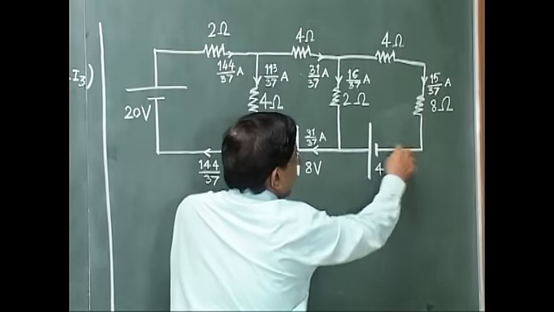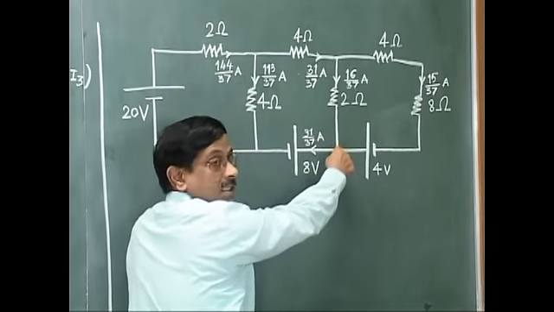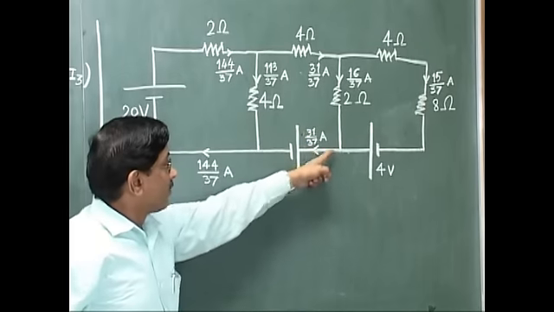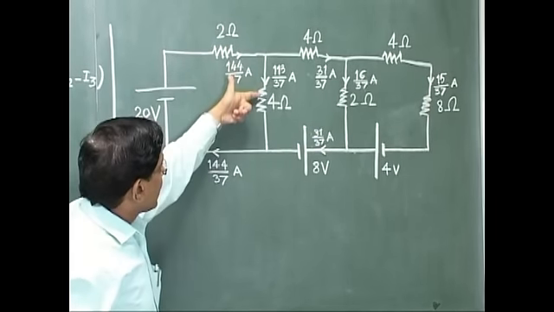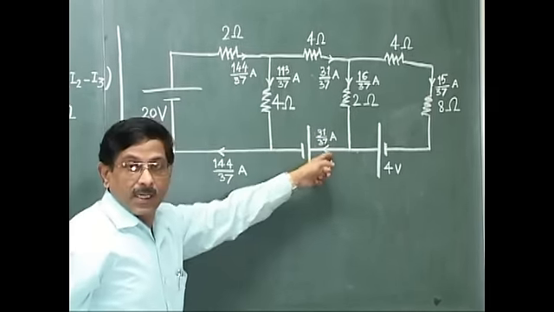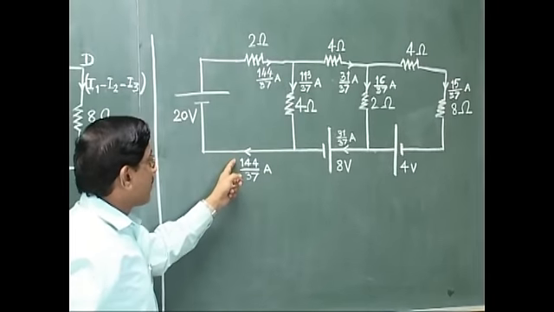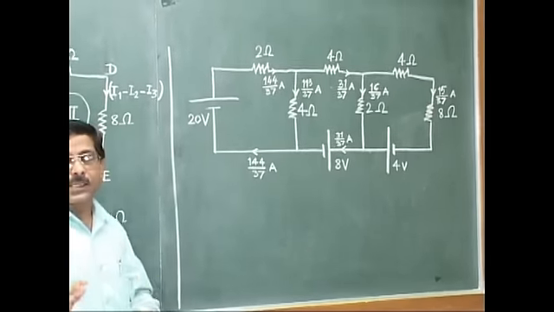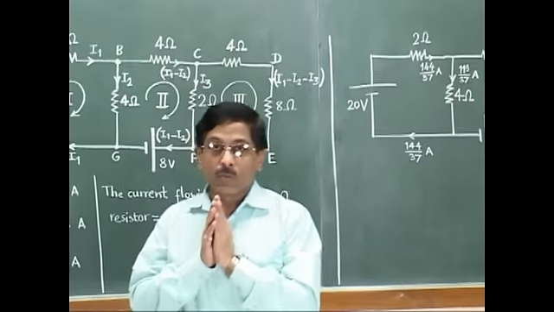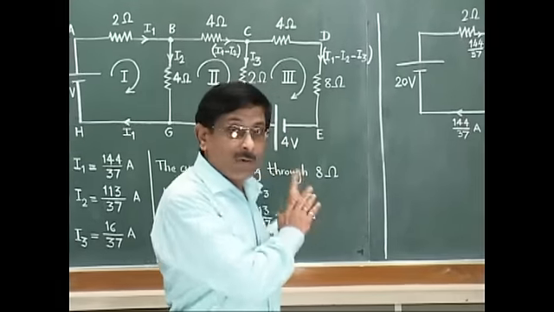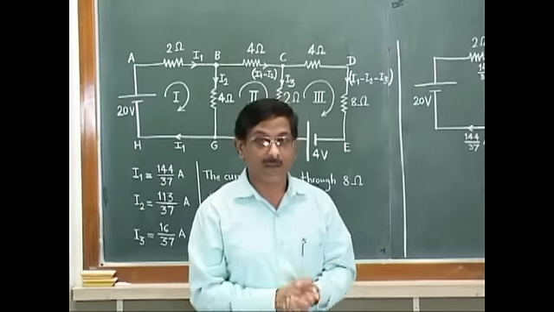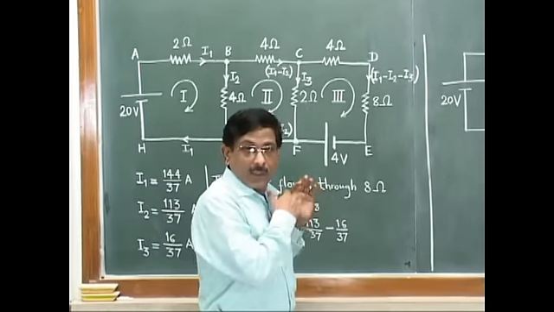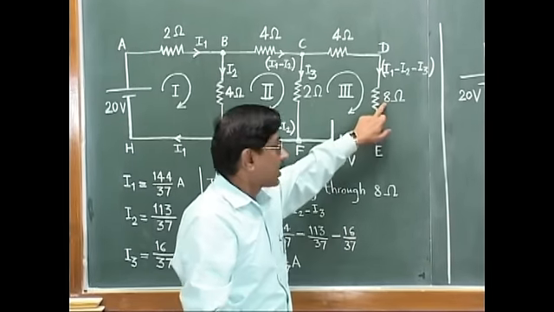Again, this 15 by 37 will come here, and 16 by 37 comes from the top. They will add, and again this total 31 by 37 will go ahead. And here, this 113 by 37 and this 31 by 37 will add, and 144 by 37 will go ahead. And see here, the values match. So this is the overall procedure by which we can solve any such given circuit for finding out various branch currents. Okay. So we have solved the problem for getting our required answer, that is the current in the 8 ohm resistor.